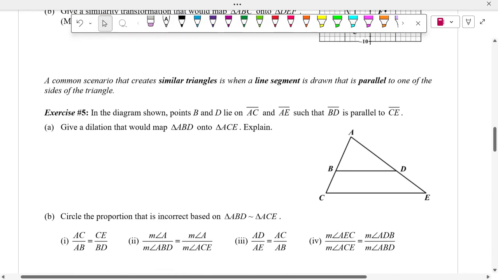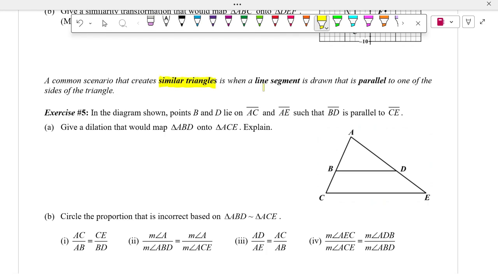Now, another thing that happens is that sometimes similar triangles are created when a line segment is drawn parallel to one of the sides of the triangle. Now, this is not to be confused with mid-segment theorem, all right? What makes mid-segment theorem so special is that even though that line is drawn parallel to a side, it's drawn from the two other sides' midpoints. But what this is talking about is that they're just drawing a line connecting the two sides of the triangle, but they're not necessarily connected by the midpoints.